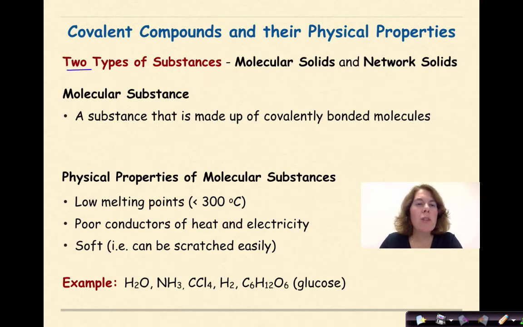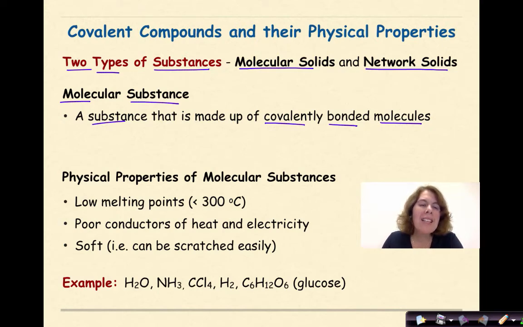So there's two types of substances that we classify our molecular compounds into: molecular solids and network solids. So let's differentiate between the two. A molecular substance is a substance that is made up of covalently bonded molecules. The physical properties of molecular substances is that they typically have low melting points, so less than 300 degrees Celsius. These are poor conductors of heat and electricity, and they tend to be soft. In other words, they can be scratched easily.